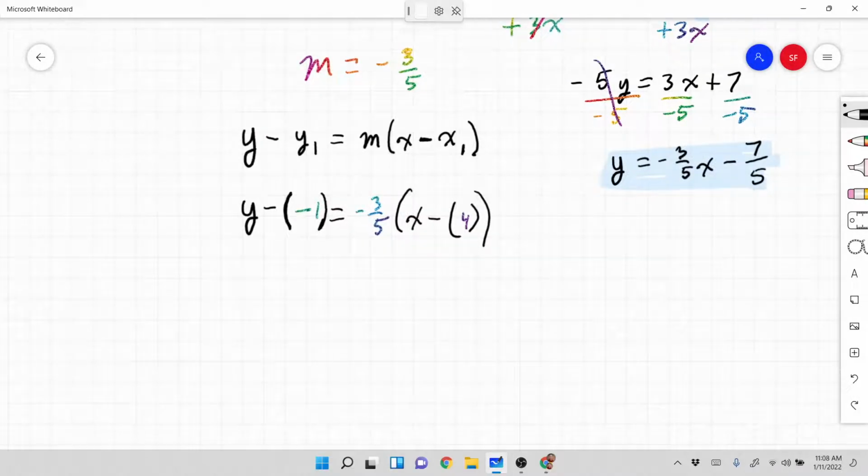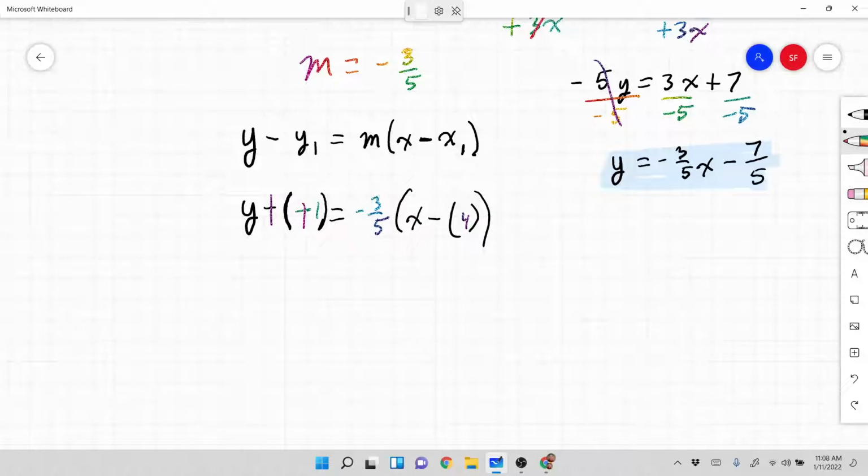Now we need to get this into slope-intercept form because we prefer that because it's easier to graph from. So what should we do now? Well, it becomes y plus 1 because of the two negatives. True. We could chunk that. Now what?